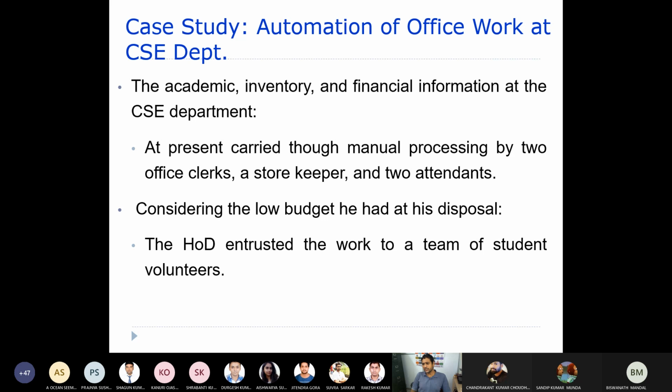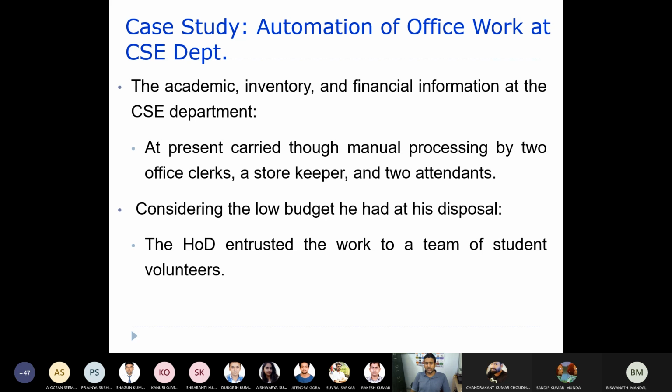Now let's see a case study here. We try to automate the office work at the CSC department. Let's say at our CSC department, we wanted to automate the office work. Maybe it involves academic, inventory, and financial information in the department. All these activities are carried out through manual processing, and the users involved may be the office clerks, a storekeeper, and two attendants. These are the people handling your existing manual system.